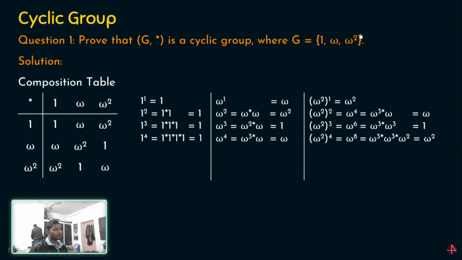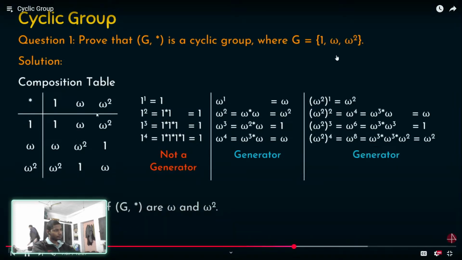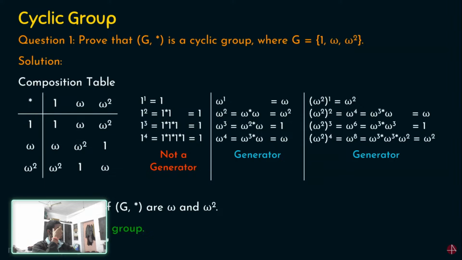So we are able to generate all elements of this group with the help of this element omega as well as omega square. So it's clear that 1 is not a generator element, omega is a generator element and omega square is a generator element. Therefore, we can clearly say that G comma star is a cyclic group, and this is the answer for this question. Let's move on to question number 2.